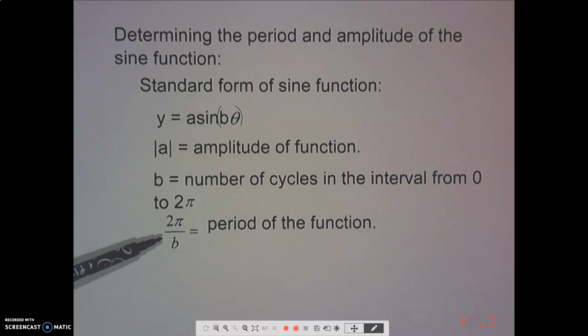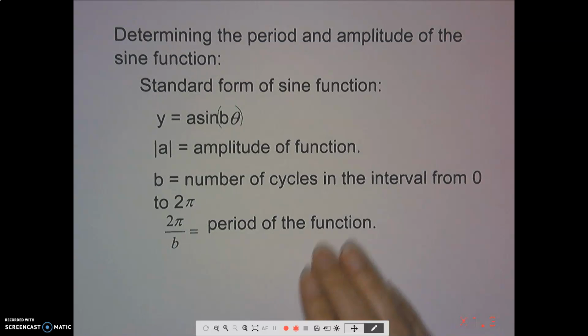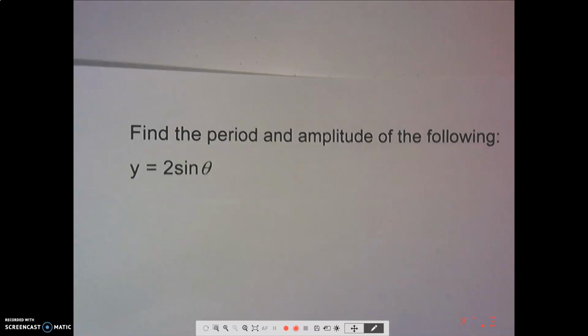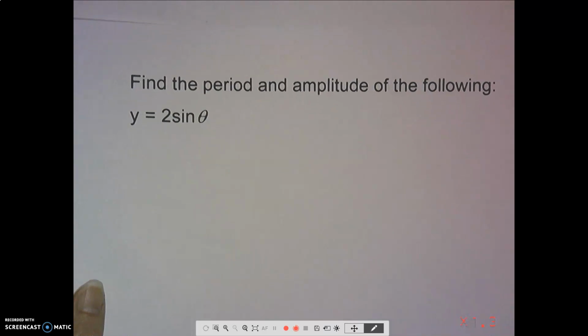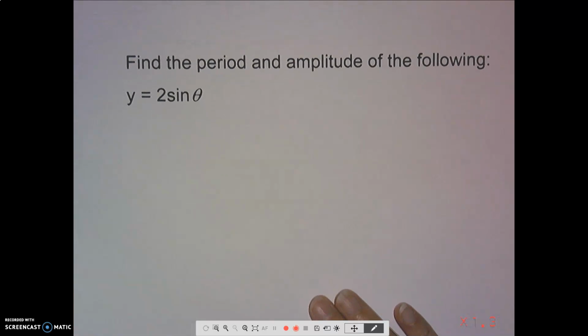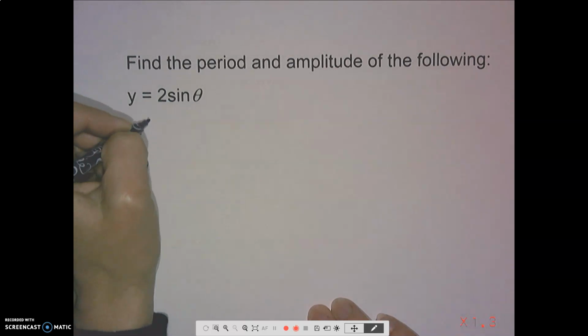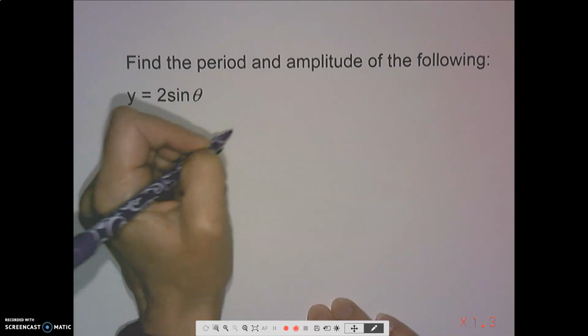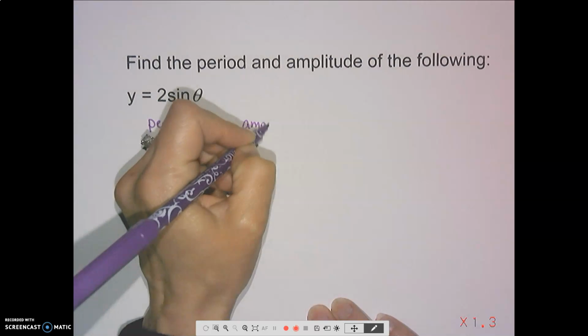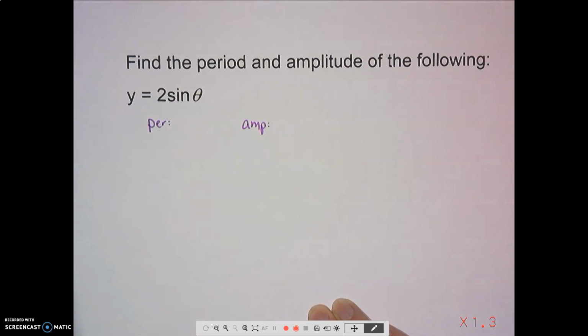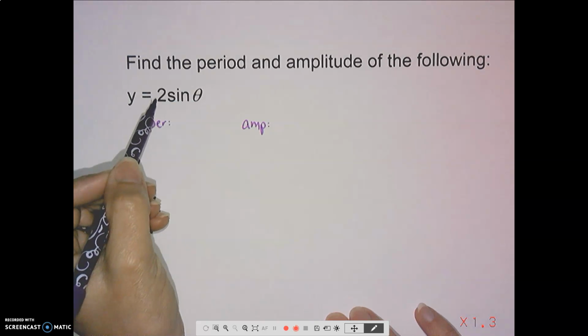So we're going to take 2 pi divided by how many sine curves there would be, and that's going to tell us how long one sine curve is going to take to happen. Okay? So we're just going to practice this with a few functions. We're going to find the period and amplitude of the following. So we have y equals 2 sine theta. So we need period and we need amplitude. And I think amplitude is easier to find. So we're going to start with that.